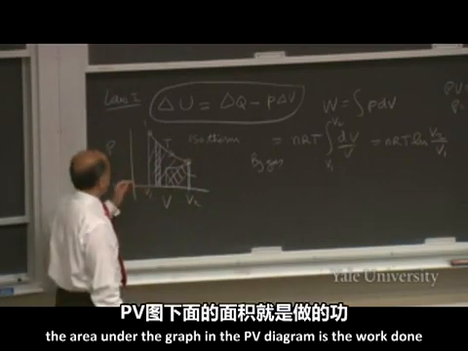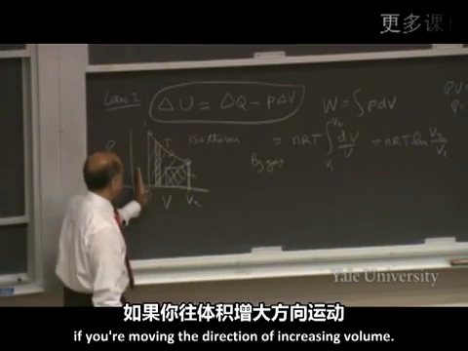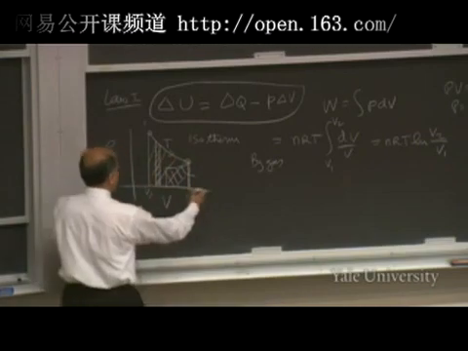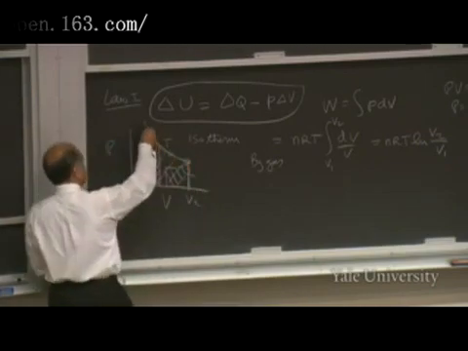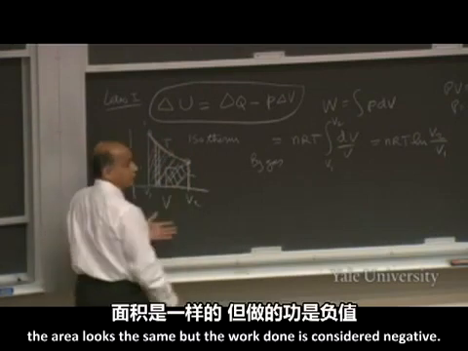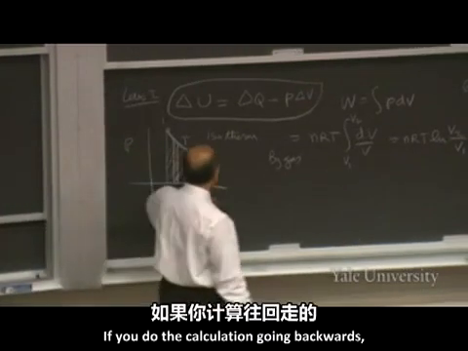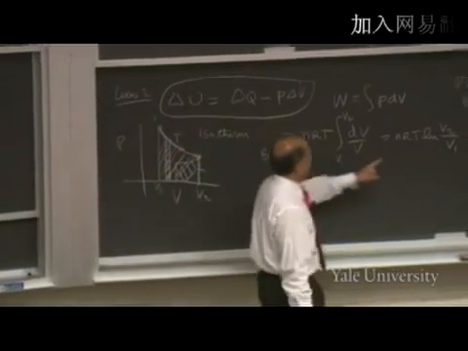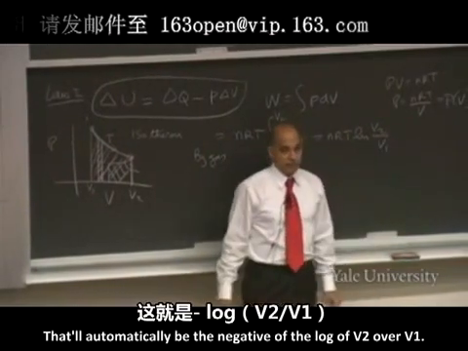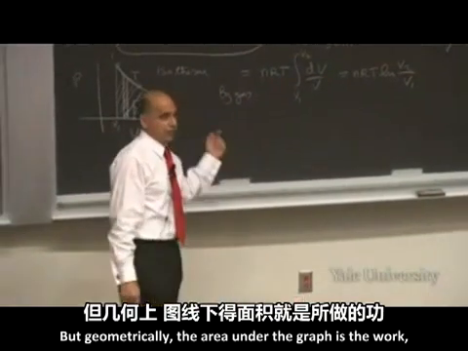But geometrically, the area under the graph in the PV diagram is the work done if you're moving in the direction of increasing volume. If you decrease the volume, for example, if you just went back from here, the area looks the same, but the work done is considered negative. You don't have to think very hard. If you do the calculation going backwards, you'll get log of V1 over V2. That'll automatically be the negative of log of V2 over V1. But geometrically, the area under the graph is the work if you're going to the right.